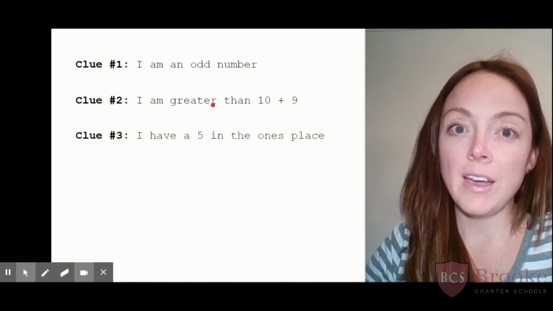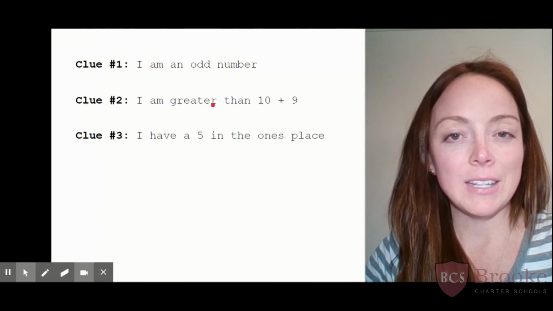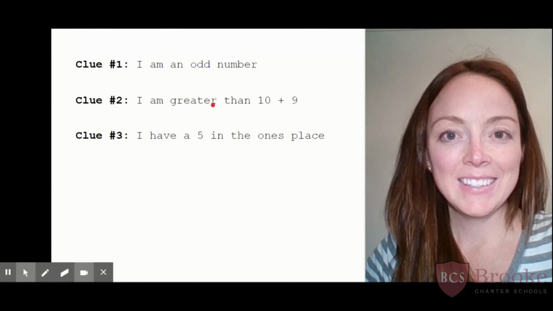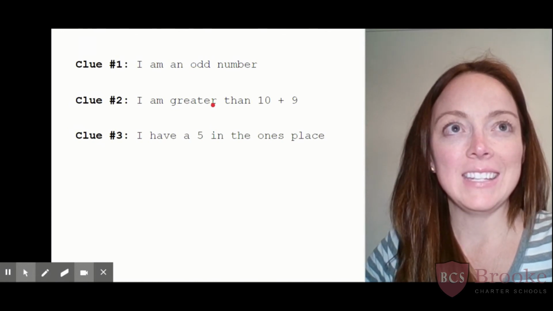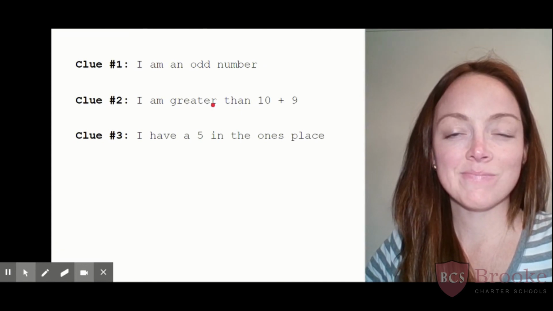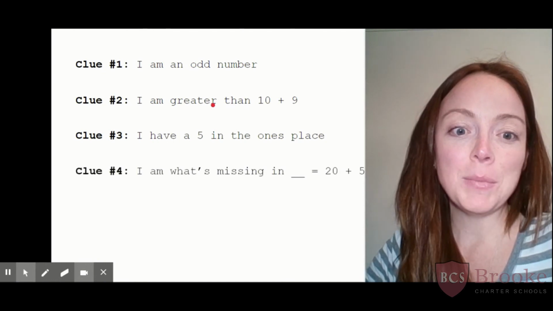I have a 5 in the ones place. Greater than 19 with a 5 in the ones place. We're getting closer. Any guesses? What's greater than 19 with a 5 in the ones place? It's a good guess. Clue number 4.